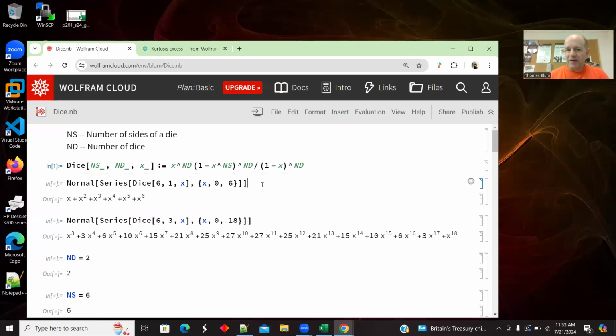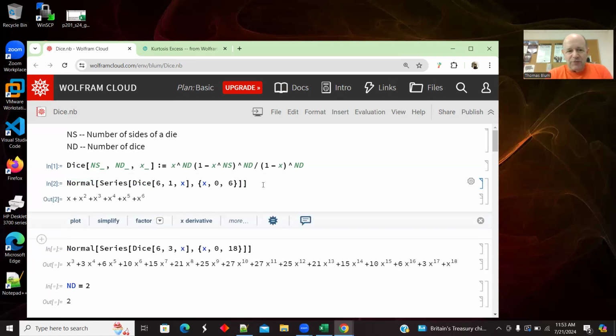But I didn't want Mathematica to carry around the plus O of x to the 7th, and Normal gets rid of that. So dice is my function that I defined above. Series will take a series expansion of it. And then this word Normal out front will get rid of that telling you how far you went, plus order x seventh, and I wanted to get rid of that, and Normal does that for me.